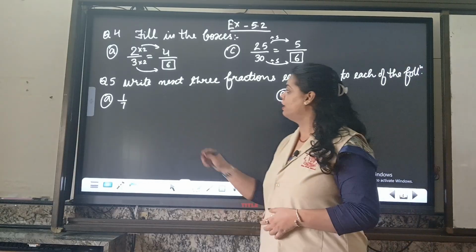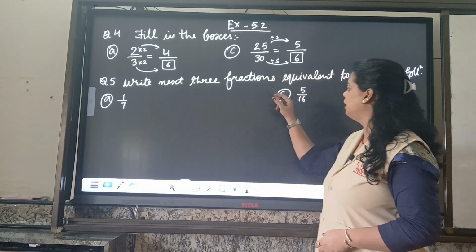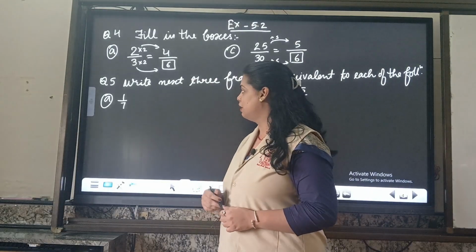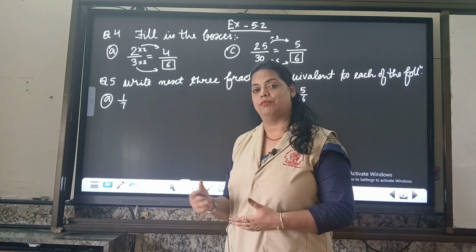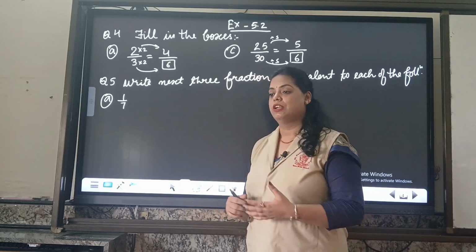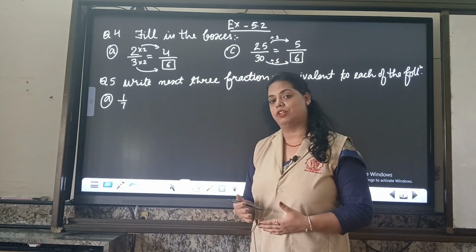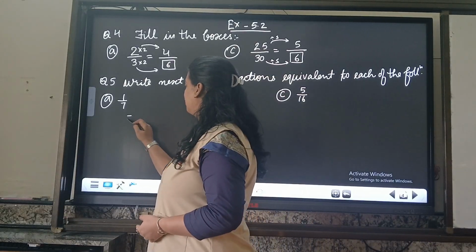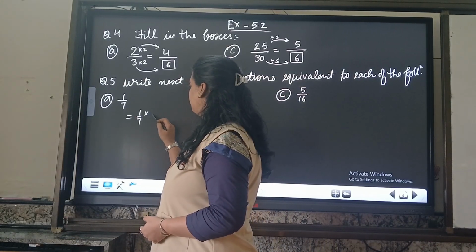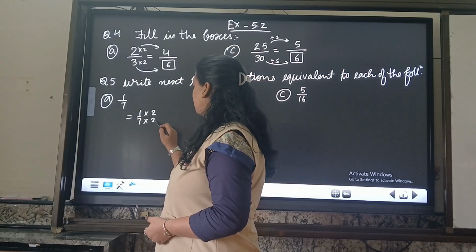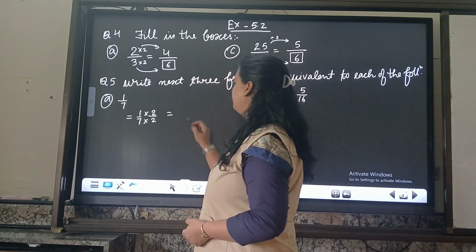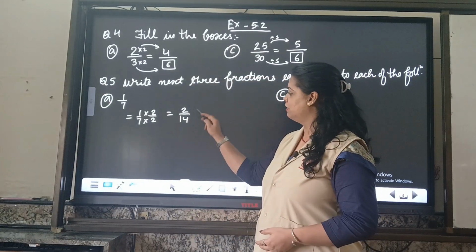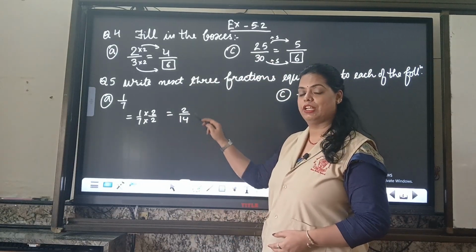Now in question number 5 we have to write next 3 equivalent fractions for the following. Here 1 by 7 is a number and we will write 3 equivalent numbers to 1 by 7, which means after dividing, each and every number should be converted into 1 by 7. So the first number I can take is 1 by 7 into 2. So the denominator will be multiplied by 2. So our number will be 2 upon 14.